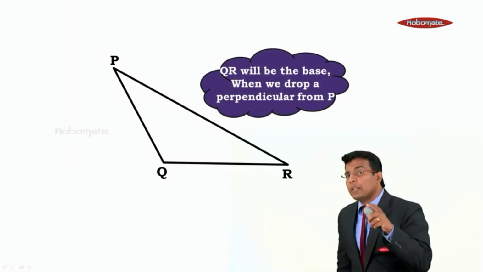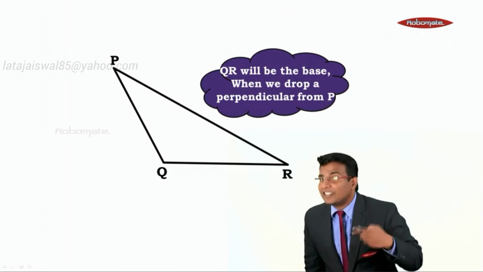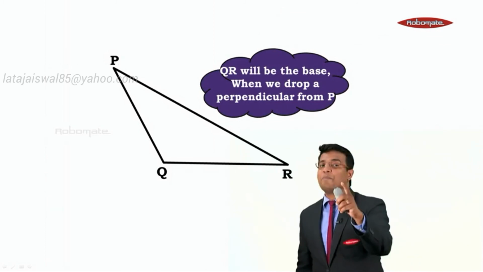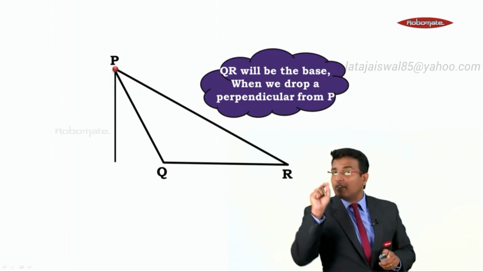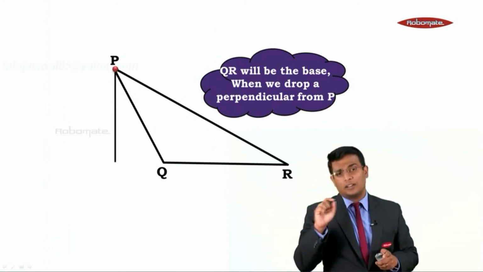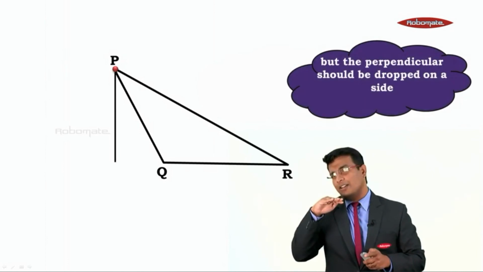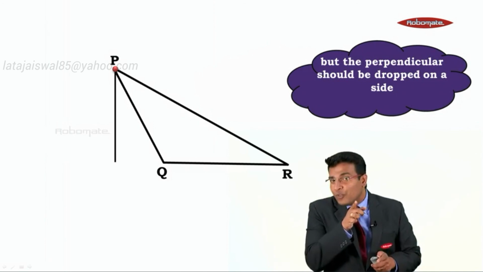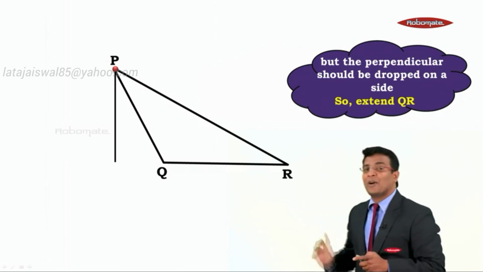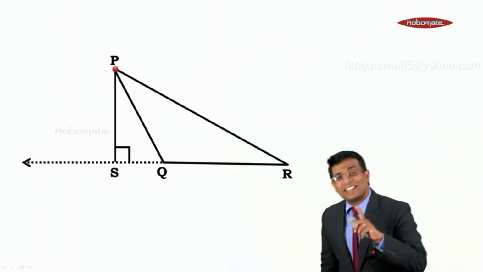So if we want QR to be the base, we should drop the perpendicular. That's the height from where? From P. So let's drop it from P. Now when I drop a perpendicular from P right now, do we have a base here? No, we don't have. The perpendicular has to be dropped on a side. We don't have it. So what do we do? We have to extend QR now. So extend it. That is why the extension has to be done.